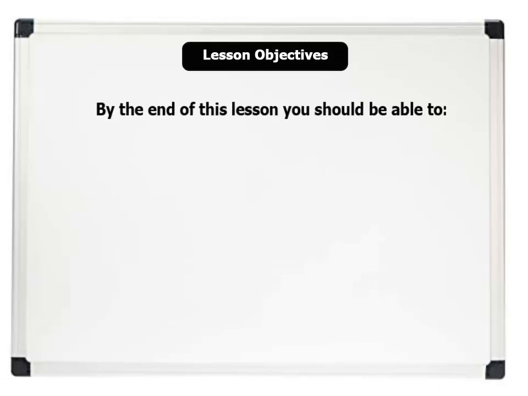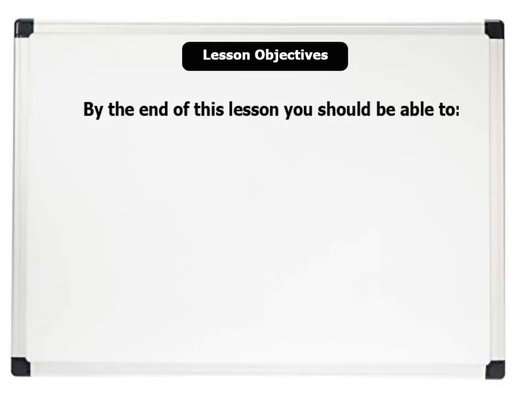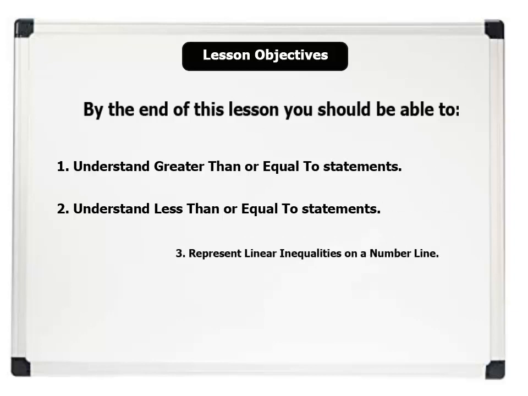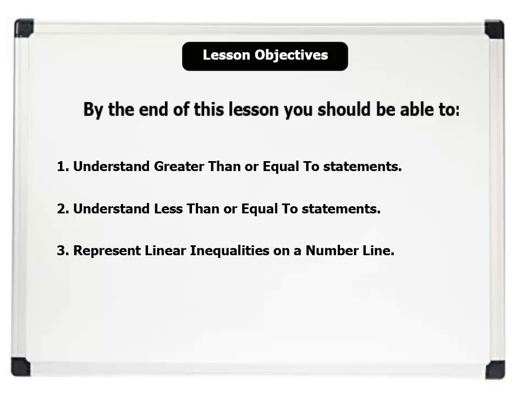By the end of this lesson, you should be able to: 1. Understand greater than or equal to statements. 2. Understand less than or equal to statements. 3. Represent linear inequalities on a number line. Let us now proceed.